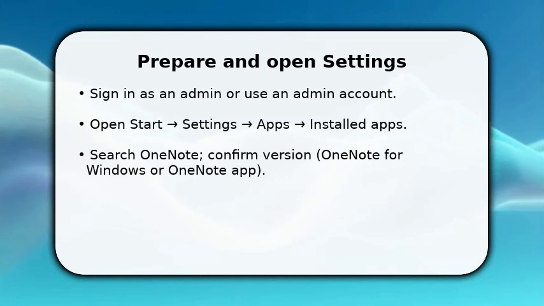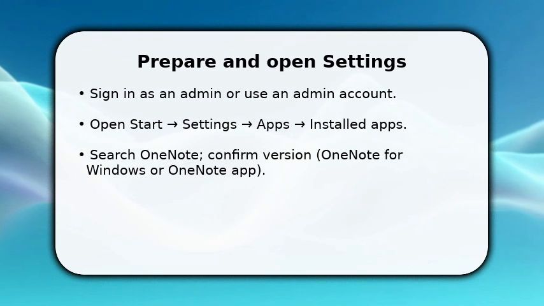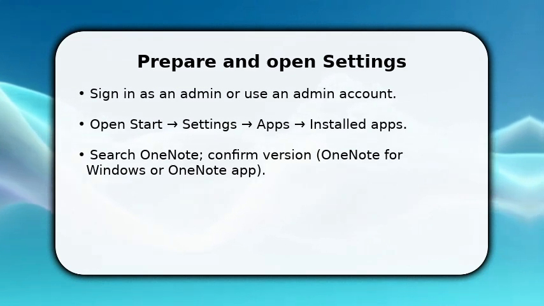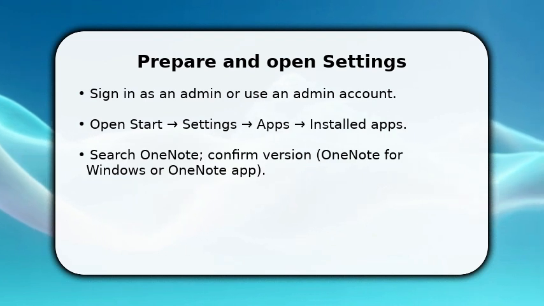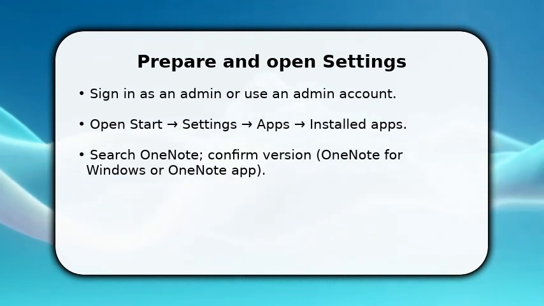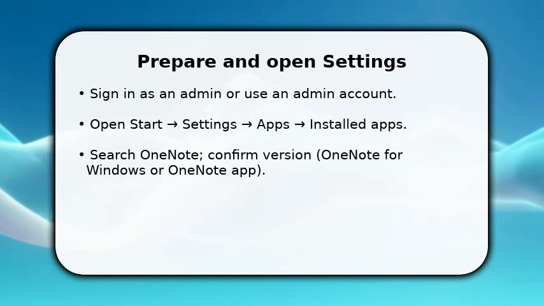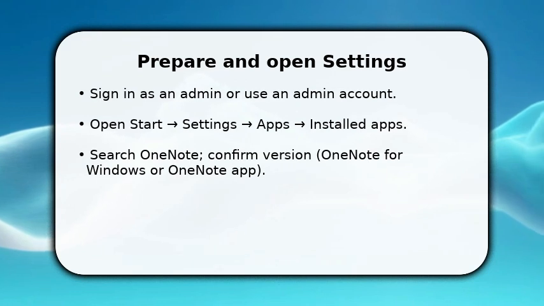You start by using an administrator account so the Uninstall can modify system apps. Open Start, type Settings, then go to Apps and Installed Apps. This list shows OneNote variants. Once done, search for OneNote and note whether it's the Microsoft Store app or the built-in OneNote for Windows. This matters because the uninstall method differs.